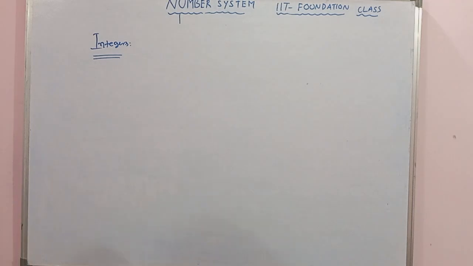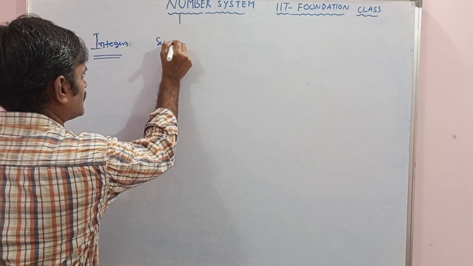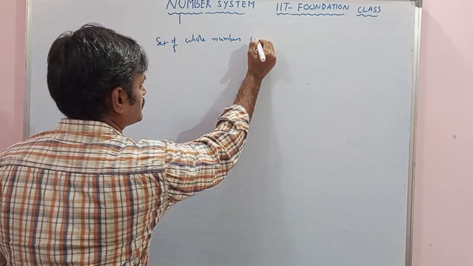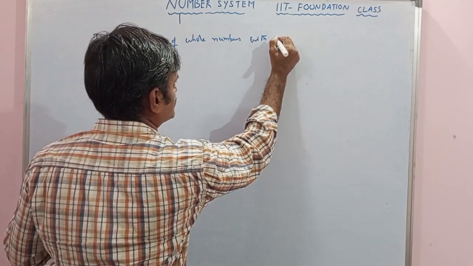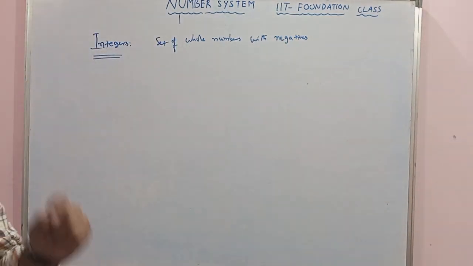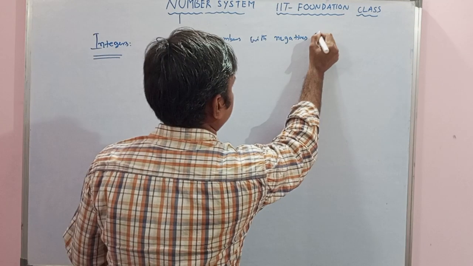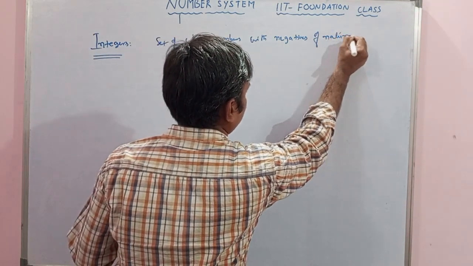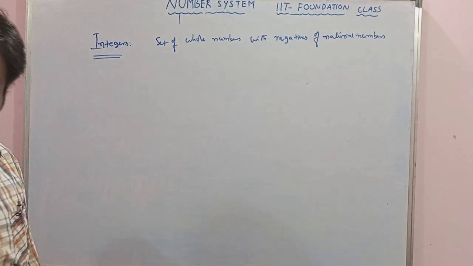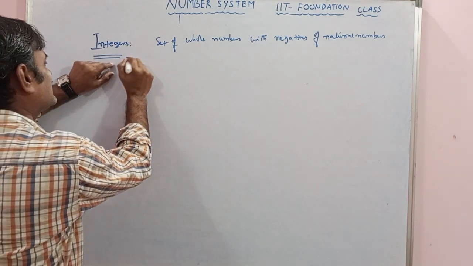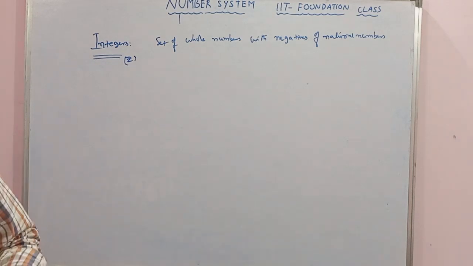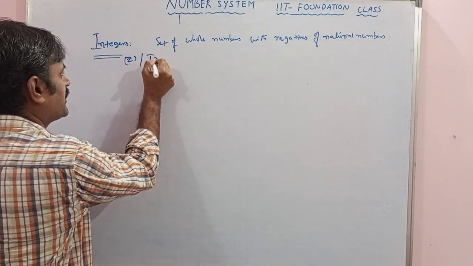Okay, what is the meaning of this point? It is nothing but the set of whole numbers with negatives of natural numbers, which are called integers. For example, the integers are denoted by the symbol Z. Sometimes they may give the symbol I; both can be considered.